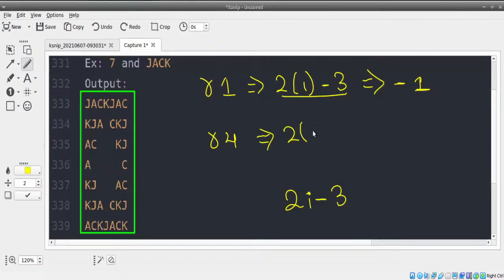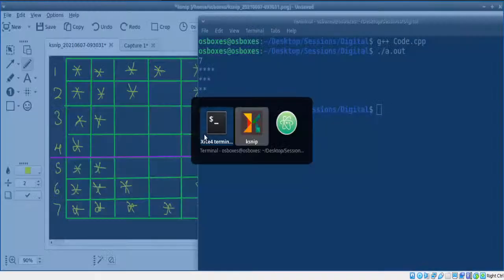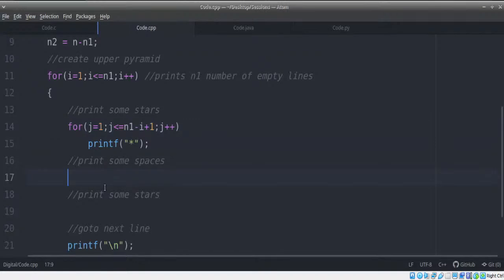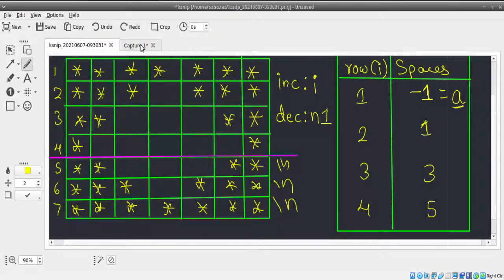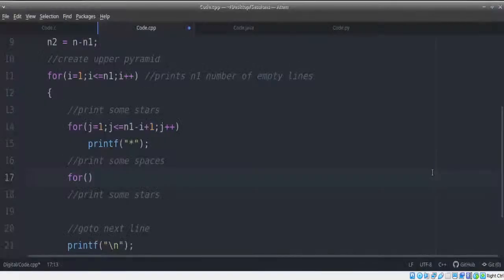Now in row 4, 2 times 4 is 8, and 8 minus 3 gives you 5. So does row 4 have 5 spaces? 1, 2, 3, 4 and 5. So it's correct. Our logic for spaces is absolutely right. So let's take this scenario. We're going to write: for how many times am I supposed to repeat spaces? 2i minus 3 times. So I need to print spaces that many times.